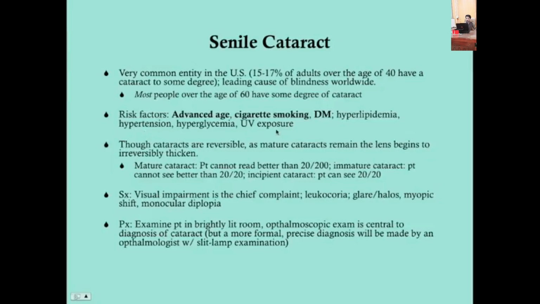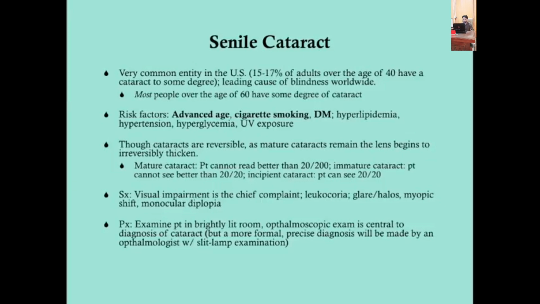UV exposure has been listed as a risk factor. I didn't know if I wanted to include it here in senile cataract because technically UV exposure is really trauma to the eye. So that might fall more under the traumatic cataract.